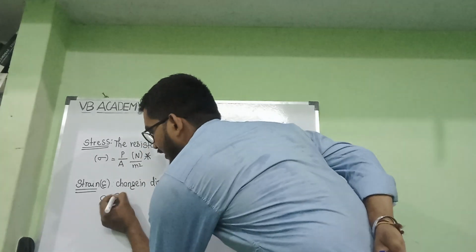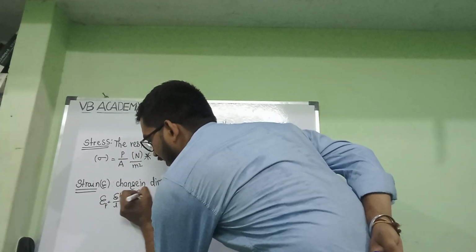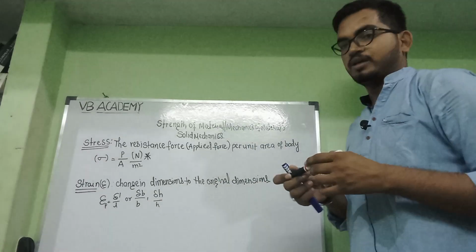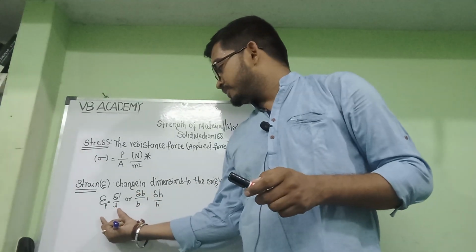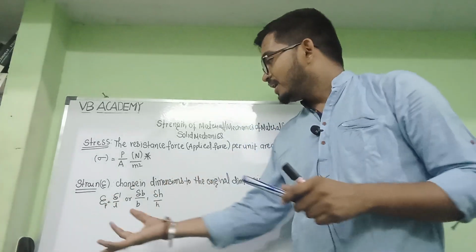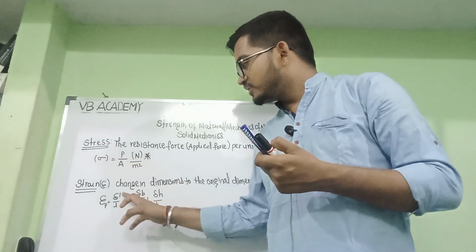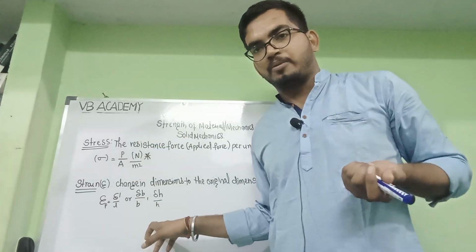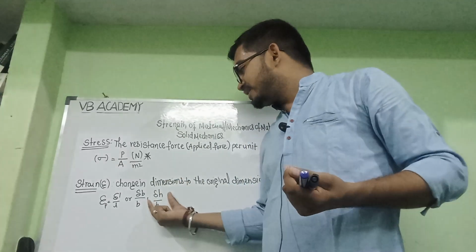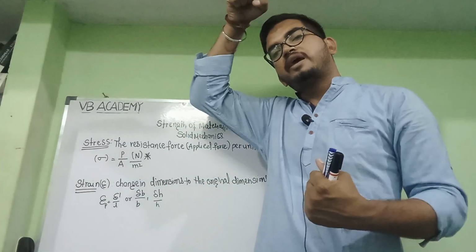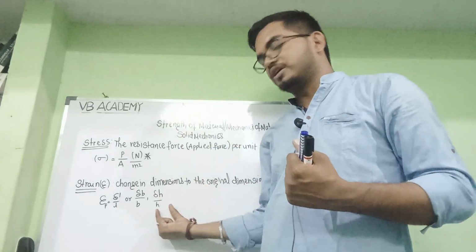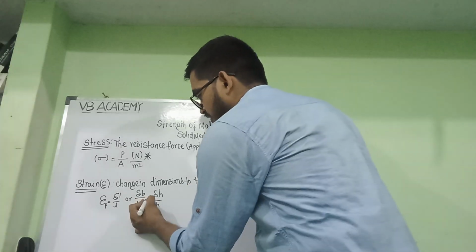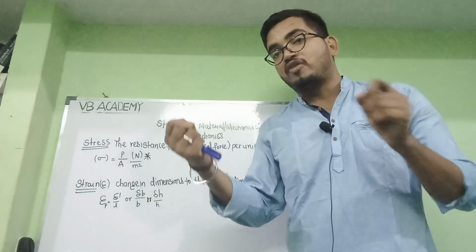epsilon p, which is denoted by delta L by L or delta B by B or delta H by H, whatever it may be. Primary strain means, if you are applying the force along the length, then the length will increase. If you are applying the force along the breadth, then the breadth will increase. The other two dimensions will decrease. So delta H by H means if you are applying the force along the height, then the height will decrease. So this is the primary strain, based on the direction of application of force.